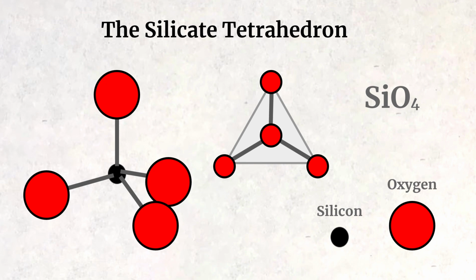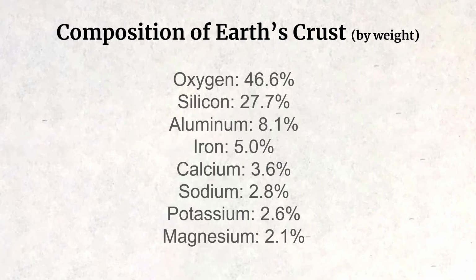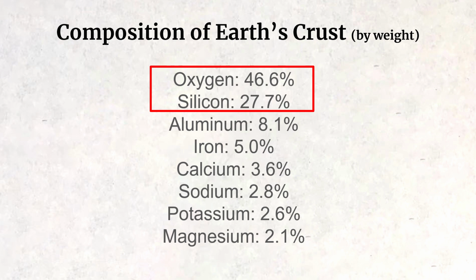This structure plays key roles in your everyday life. For example, mica is used to make products such as paint and makeup, and is even in your microwave. More importantly, silicates are the primary rock-forming minerals on Earth. You can see this if you look at the chemical composition of the Earth's crust. Oxygen makes up 46% and silicon makes up 27% by weight.